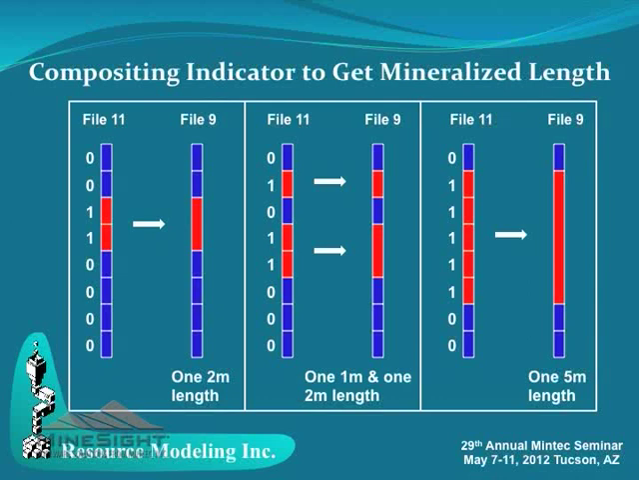In this example, our final file 9 ends up with 2 mineralized lengths. One of them is the same length as the original raw assay, and then we've got a second one that's combined. It's a 2-meter long length. And finally, here's one where we had 5 contiguous mineralized intervals in a drill hole above cutoff, resulting in this case a 5-meter long interval above cutoff.